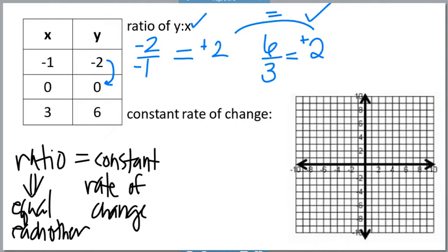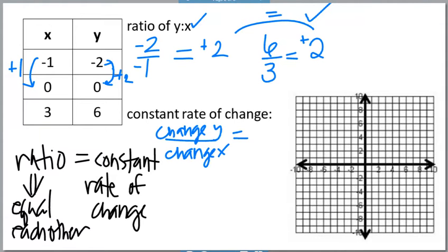That's where we're comparing our y's to our y's and our x's to our x's. So on a table, this is where you could say, okay, well, from negative 2 to 0, it increased 2. And from negative 1 to 0, we increased 1. So we're looking at the change for the y over change of the x. So my y is changing by 2. My x is changing by 1. Because those numbers are equal, we know it's proportional.